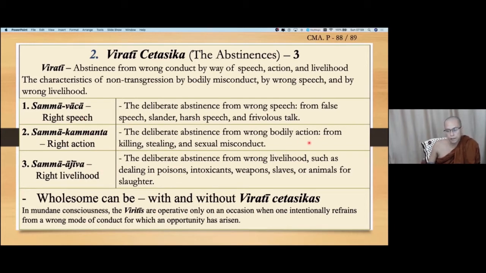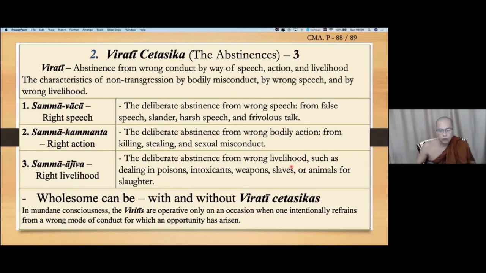If these seven wrongdoings are not related to the person's livelihood, it is wrong speech. So abstinence from wrong speech is called only samma vaca. And abstinence from wrong bodily action is samma kamanta. But in the case when they are related to the livelihood, the abstinence is called samma ajiva.